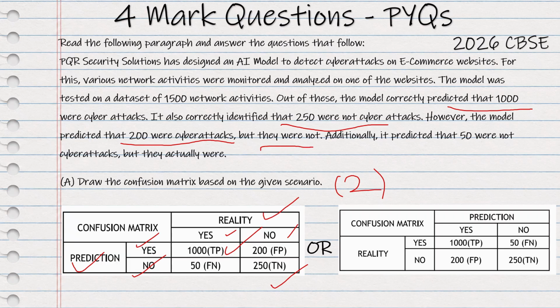इसका मतलब क्या हुआ? False prediction yes थी, लेकिन वो actual में no थे. Reality no, prediction true is the false positive. Additionally, it predicted 50 were not the cyber attacks, but actually they were. So 50 is the FN.